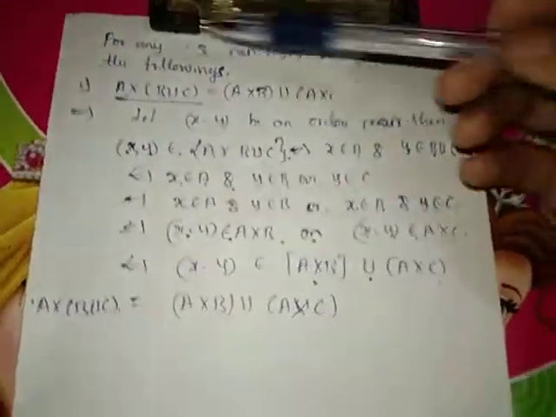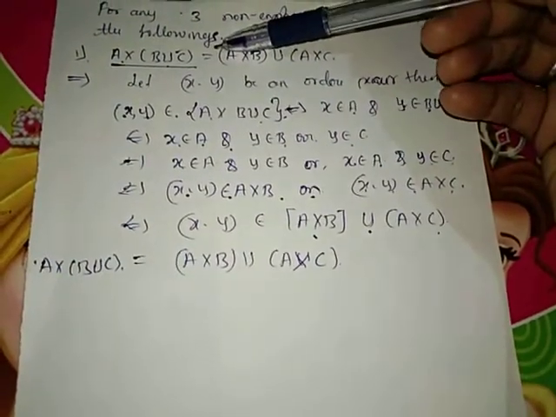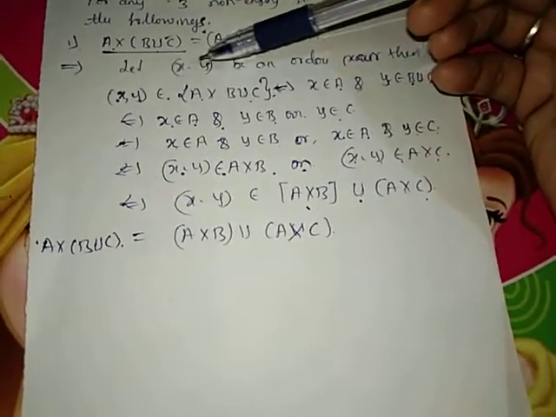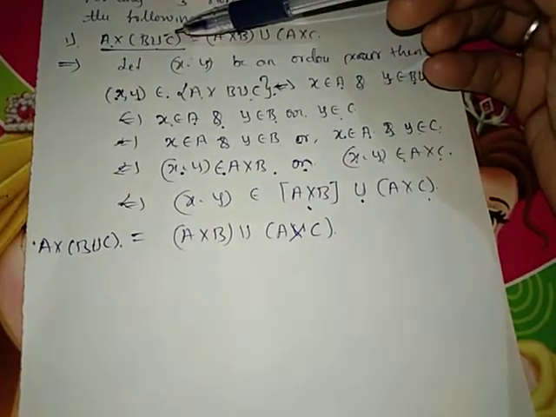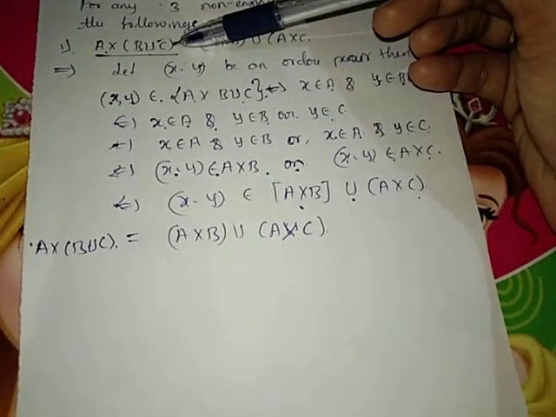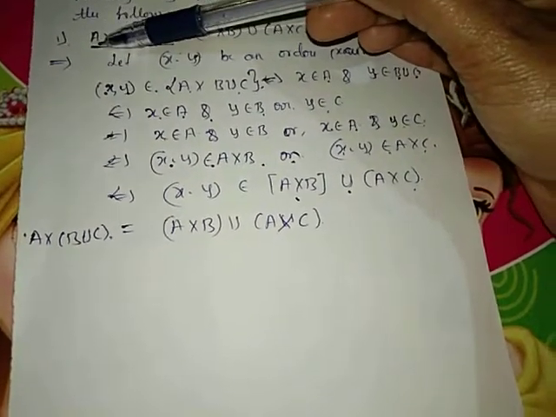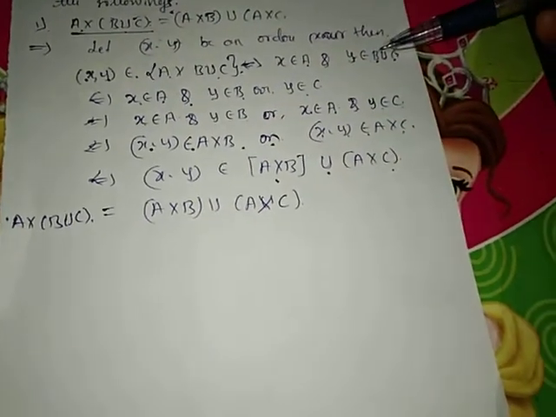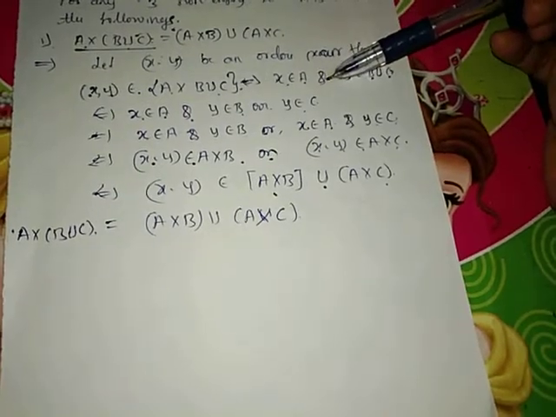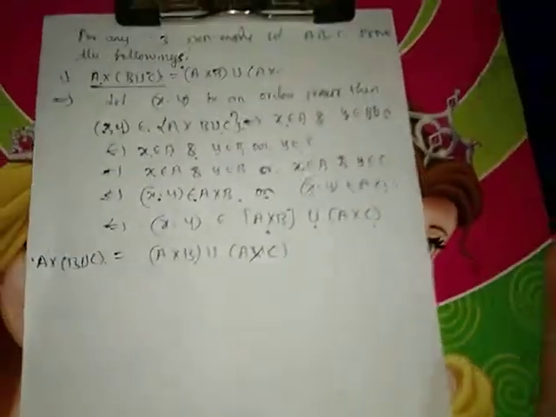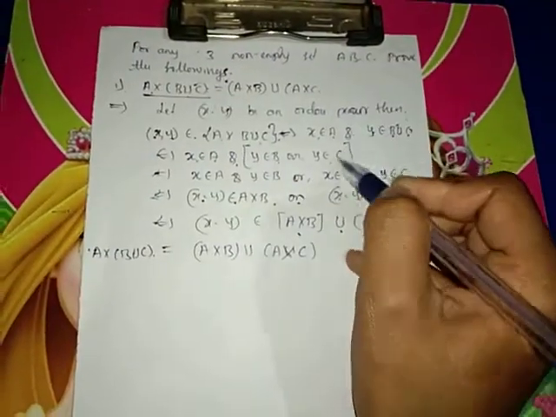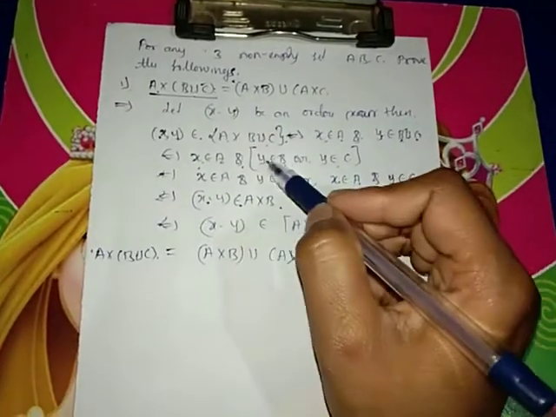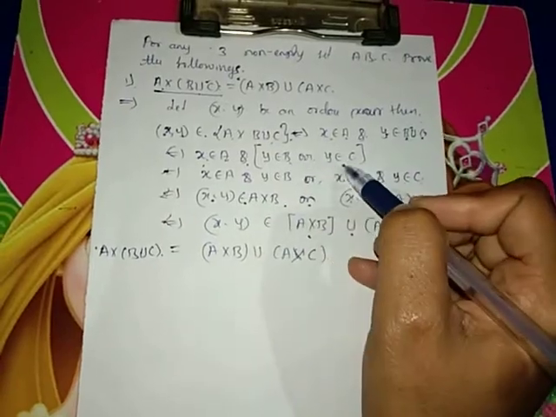So here, A × (B ∪ C) means, suppose we consider any ordered pair (x, y). If (x, y) belongs to A × (B ∪ C), that indicates x belongs to the set A and y belongs to the set B ∪ C. If x belongs to A and y belongs to B ∪ C, it means y belongs to B or y belongs to C.